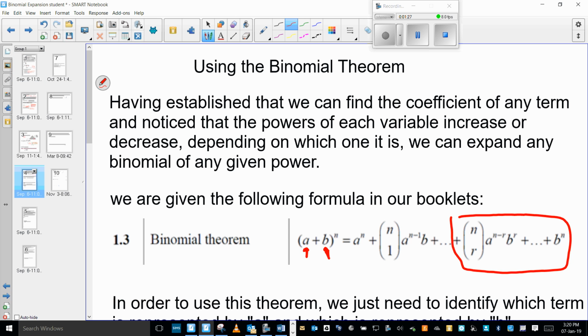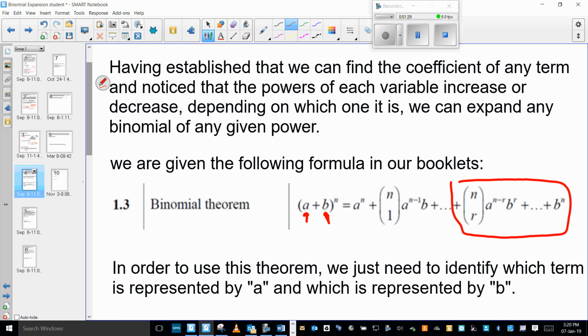So that's where they get this here. For our general term, it's going to be n take away whatever r was. And then b is to the power r. And you can stop there. So this is our general term. That's what we're looking at all the time. We don't need to learn it because it's in our formula booklets. So this is the bit you're actually focusing on.